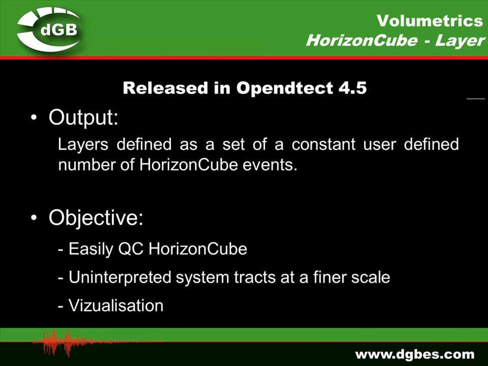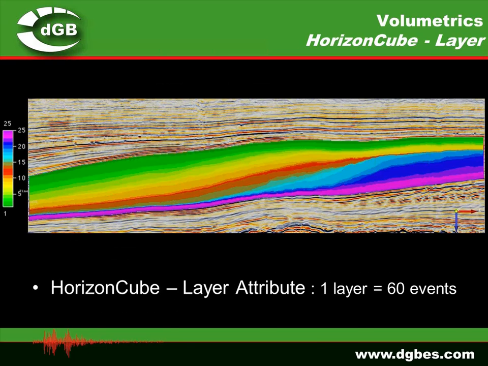Here, for example, this has been created with the same HorizonCube, and one layer consists of 60 events. So you can create layers with a much lower number of events. You can go from 10, for example. You can see that these are very thin layers, with a constant number of events, and it allows you to see quickly how your events, how your system, are behaving.